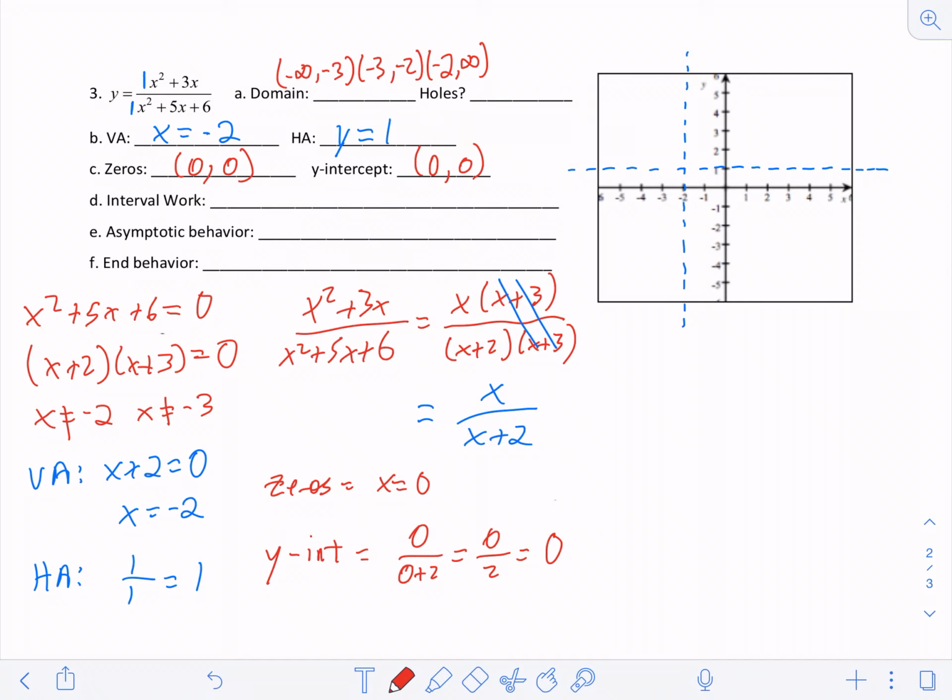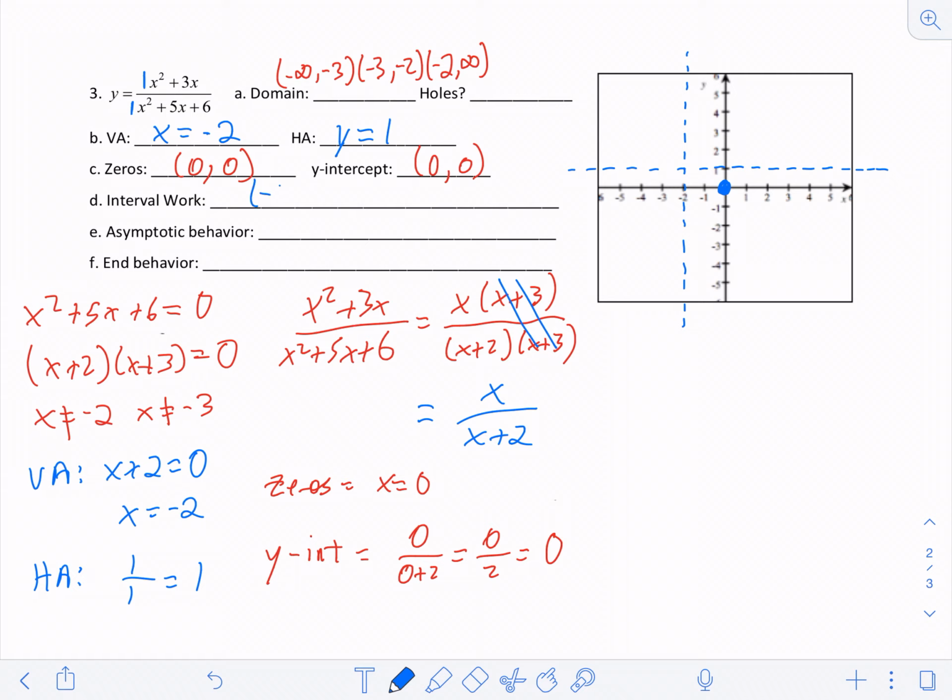So let's plot those points. The only point I have here is that zero, so I'll do that in blue. Here's my point at (0, 0). Now I need to do some interval work. So let's do some interval work. I'm going to go ahead and give you some points that I plugged in, and we'll plug these in here.